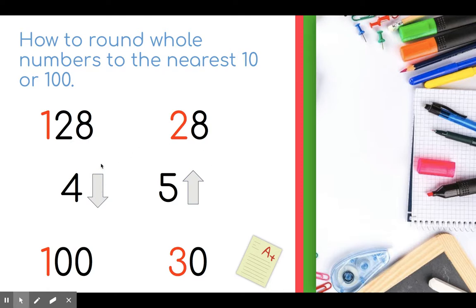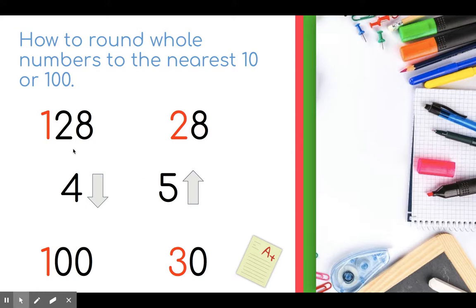So as you can see here, I have arrows next to the number 4 and 5. If that number right next to the place value that you're rounding to is 5 or greater, you want to round up. And if it's 4 or less, then you want to round down.